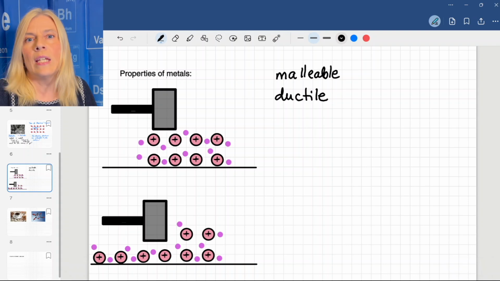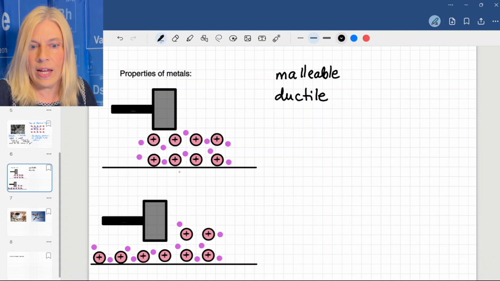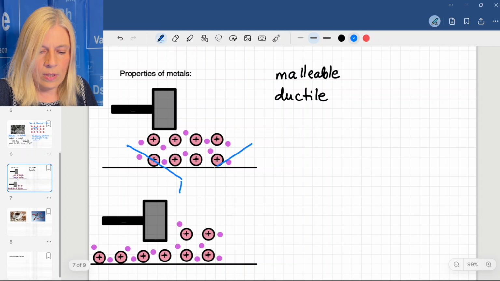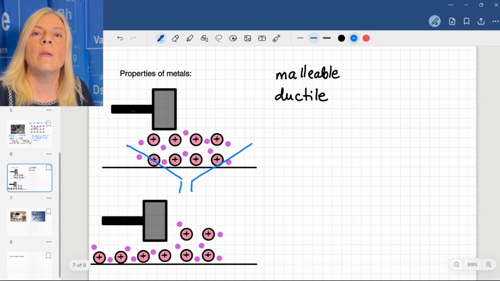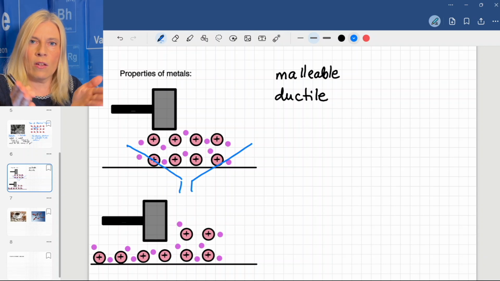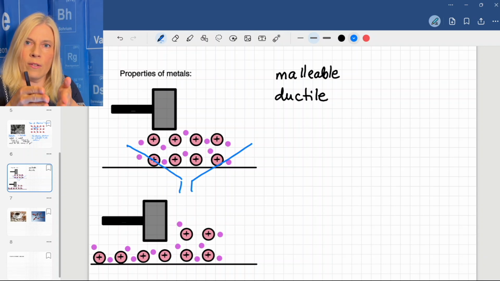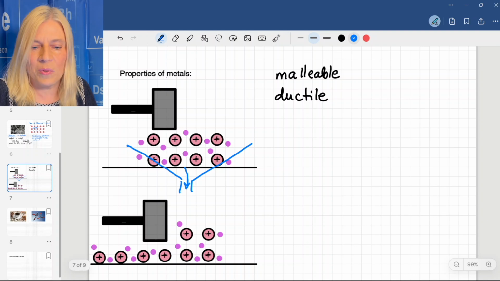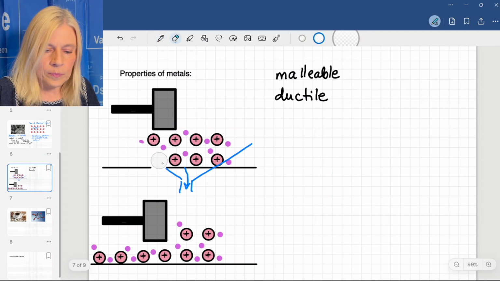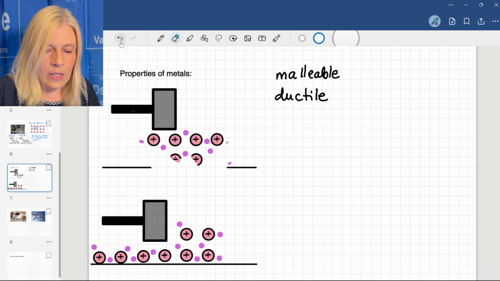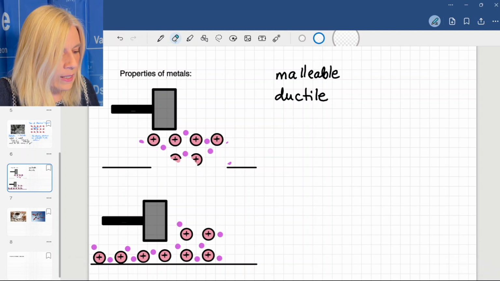So imagine here I have a flat surface. What if instead of a flat surface, I had a funnel? I can keep hitting it with a hammer, and the cations will just go slowly through my funnel, and a wire will come out, right? So I can make them into that. So they are ductile.